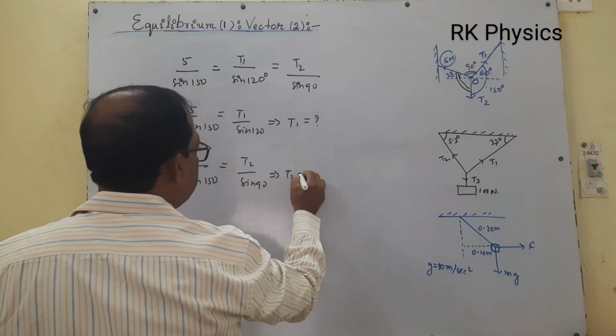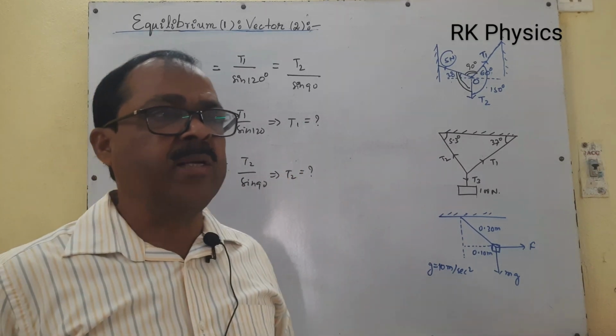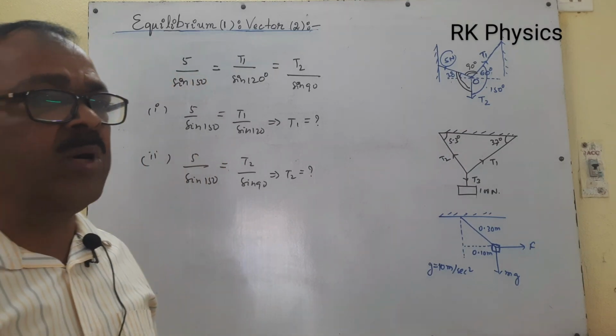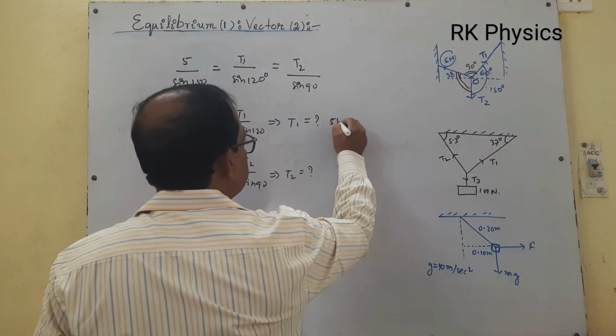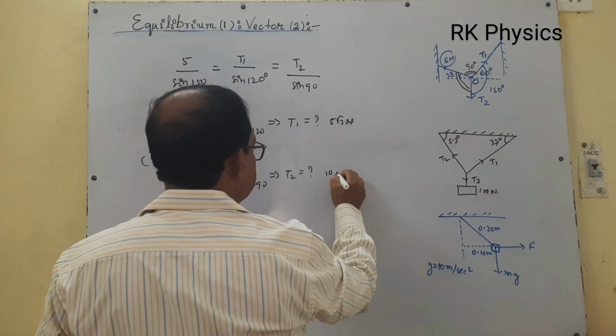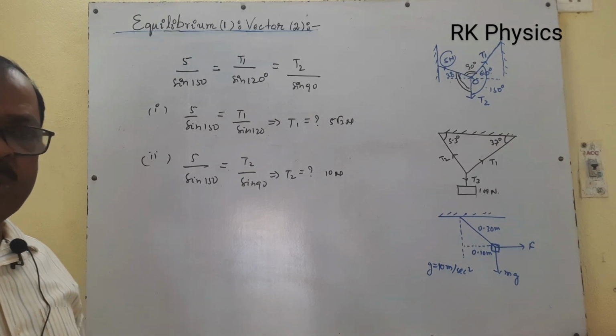Then find out the value of T2. In this way you can find out the values of T1 and T2. After solving you will get 5 root 3 Newton and 10 Newton. You solve and try.